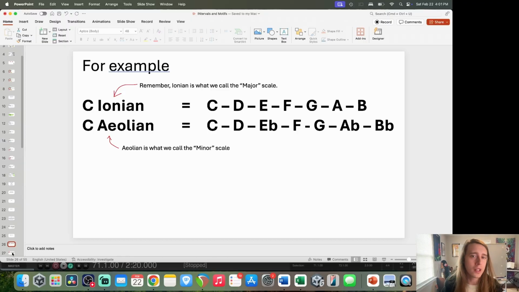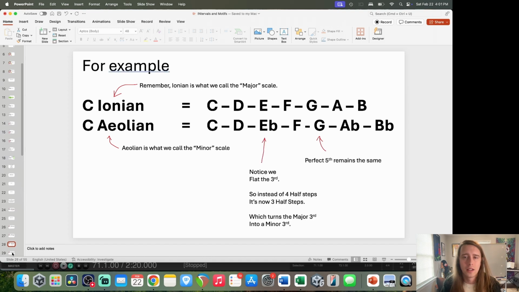Well, what about a minor third? If we remember, the Ionian being the major scale has a major third, but the Aeolian, which is the minor scale, has a flat E, or a flat third compared to the major scale. So what that means is if it's flat, then instead of it being 4 half steps away, it's now 3 half steps. And that would mean that instead of it being a major third, it becomes a minor third. Again, major third, 4 half steps, minor third, 3 half steps. However, the perfect fifth remains the same. So, what that means is it has a sadder tone to it. Here is the minor.